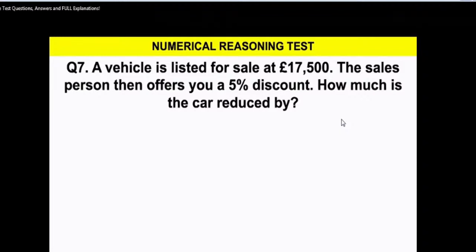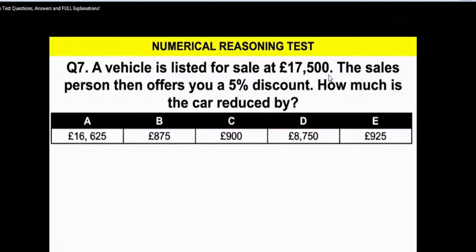Now, this is the important thing. Don't make the mistake that a lot of people do, which is not reading the question correctly. That last bit is important. How much is the car reduced by? Not how much does the car cost, but how much is it reduced by? Is it A, 16,625, B, 875, C, 900, D, 8,750, or E, 925?